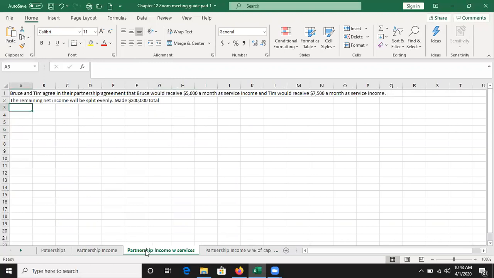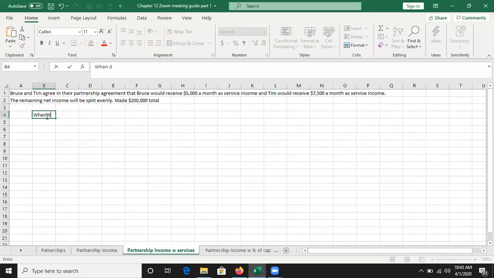Sometimes partnerships in their partnership agreement have service income agreements. And what this is, a partnership will actually pay income to the owners. If the owners do work in the partnership, they'll take an income. Well, this income comes out of the total profits the partnership made. So let's look here. Bruce and Tim agree in their partnership agreement that Bruce would receive $5,000 a month as service income, and Tim would receive $7,500 a month as service income. The remaining net income will be split evenly, and they made $200,000 total. So their net income, just like the last problem, is $200,000 total.